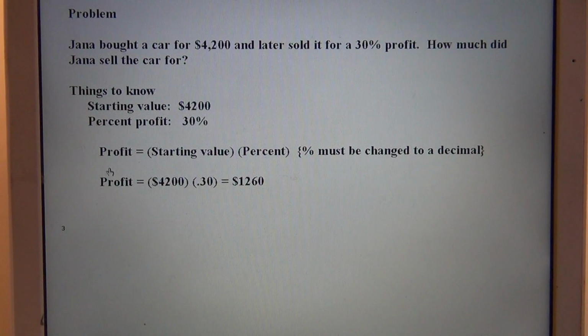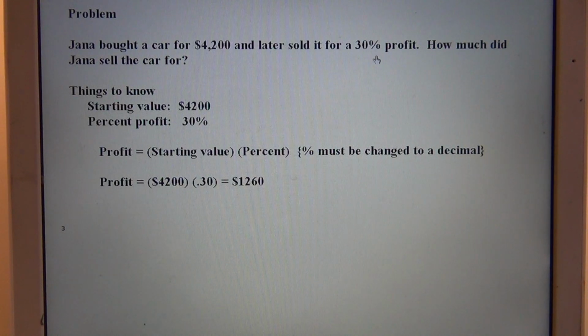Now, to figure out the profit, we take the starting value and we multiply it by the percent, and the percent must be changed to a decimal. And then the profit will equal 4,200 multiplied by 0.30, because 30%, to change it to a decimal, I move 2 places to the left, 0.30. So 4,200 multiplied by 30 hundredths, so 0.30, will give me $1,260.